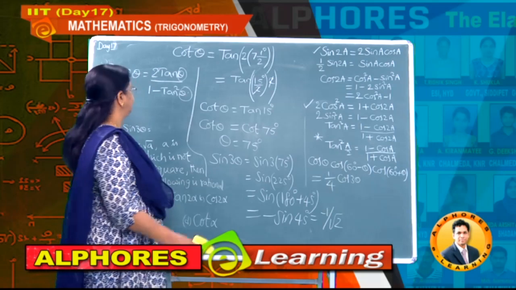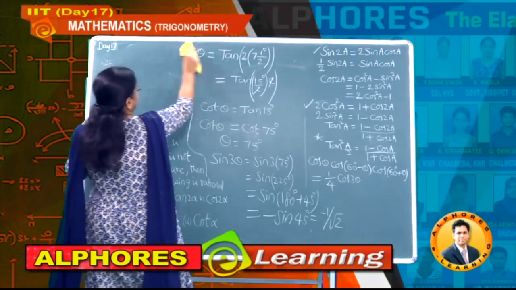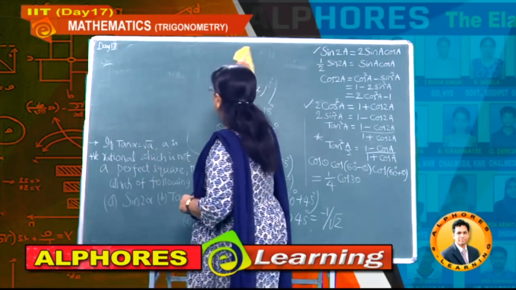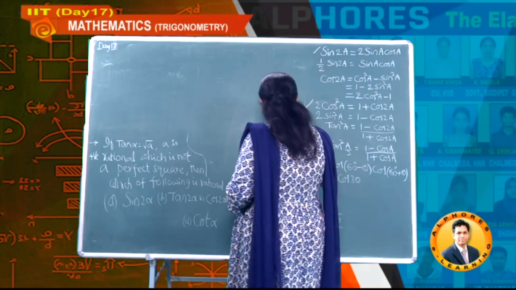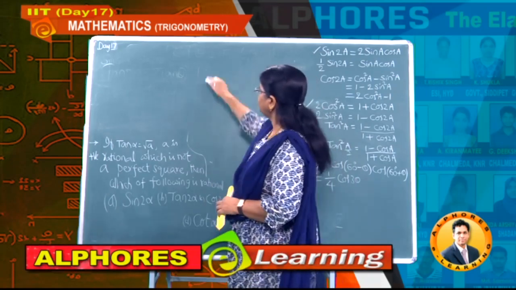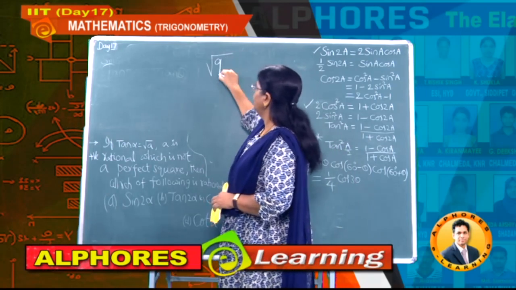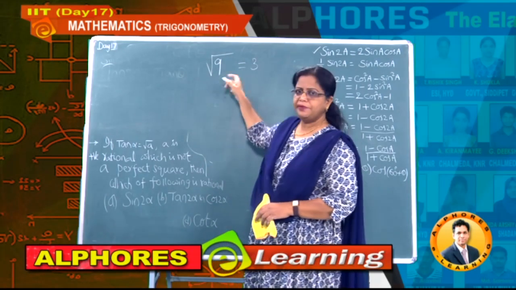Okay students, now let us do here the third problem. What is the third problem given? It is given as tan alpha is root of a. Root a means it could be actually root of 9. Understand, root 9 means what is the value here? 3, a perfect square.